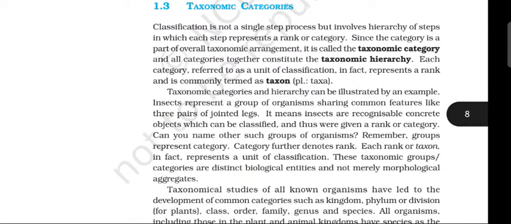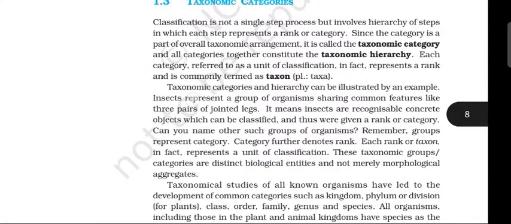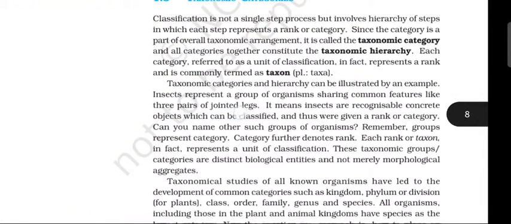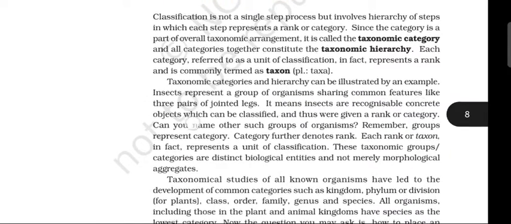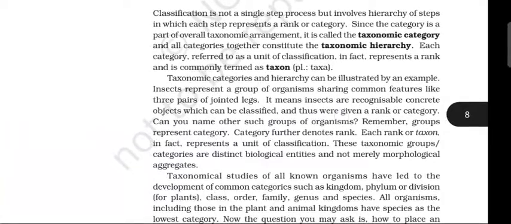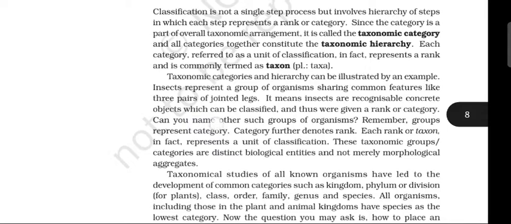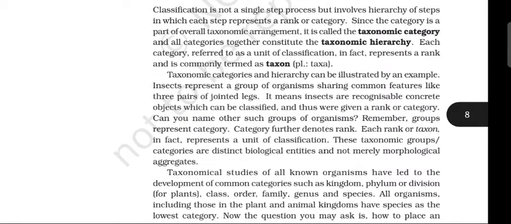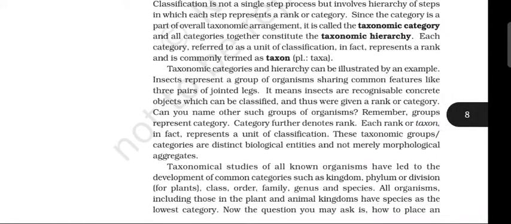Taxonomic categories and hierarchy can be illustrated by an example. Insects represent a group of organisms sharing common features like three pairs of jointed legs. It means insects are recognizable concrete objects which can be classified, and they were given a rank or category. Can you name other such groups of organisms? Remember, groups represent categories. Categories further denote ranks. Each rank or taxon in fact represents a unit of classification.